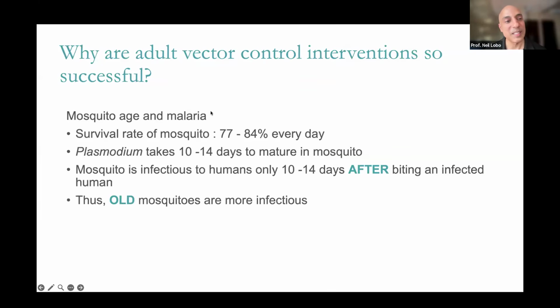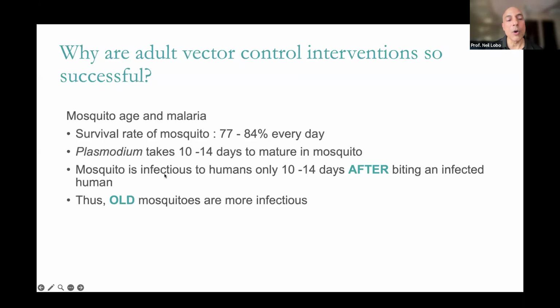So why are these interventions so successful? Normally I'd ask you to give me reasons. And very interestingly, it's about mosquito age. If you step back for a second, you might already know this, so please be patient. The survival rate of mosquitoes is about 77% to 84% every day. So every day, about 80% of mosquitoes survive from the previous day. The second thing is that Plasmodium, the parasite that causes malaria, takes about 10 to 14 days to mature in mosquitoes.